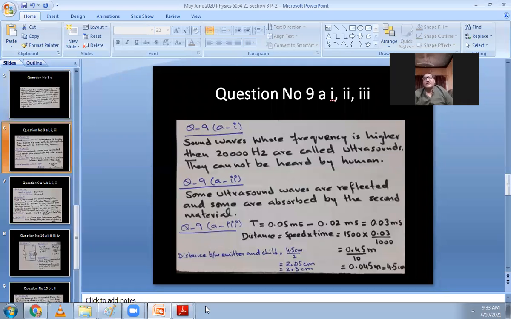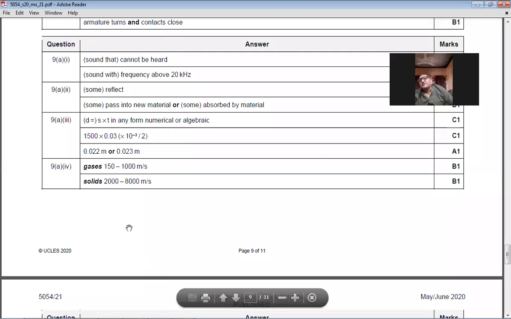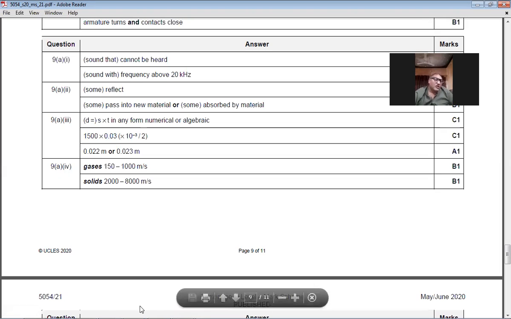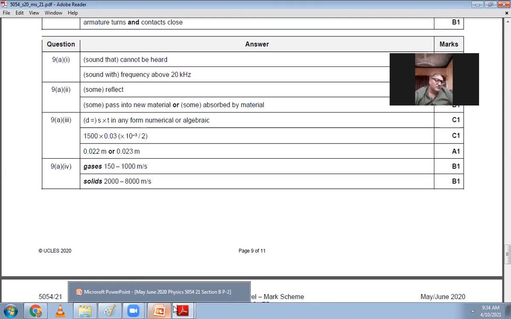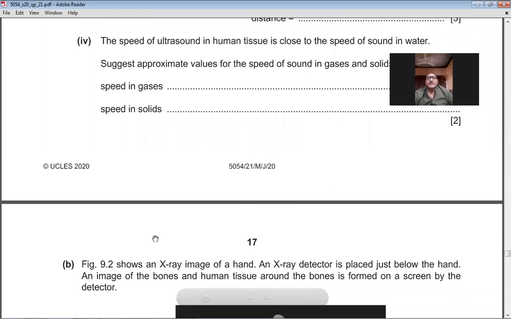So that's it. And let's check what the marking scheme is saying. Marking scheme says that it will be 0.023 meter. So I think that our answers are right. We wrote the answer in centimeters, so there we are good. Okay, so let's move to the next part.